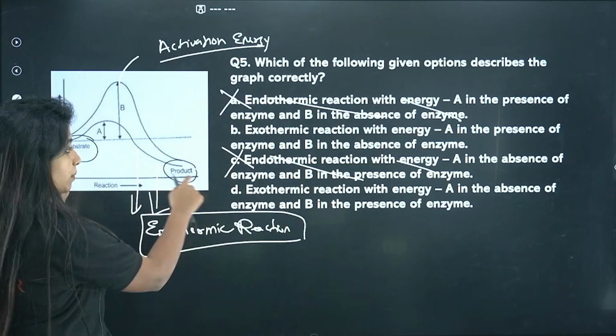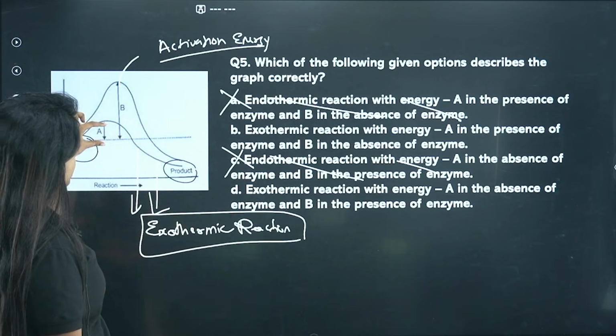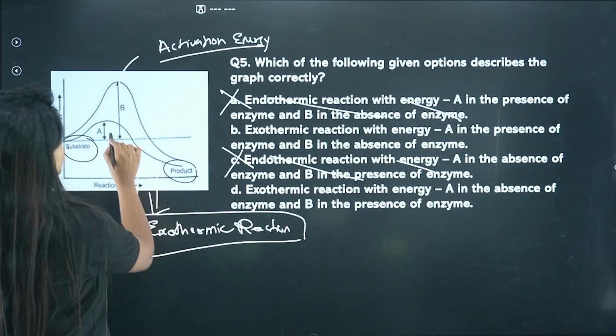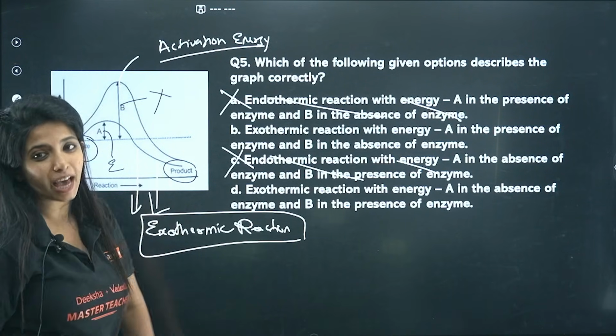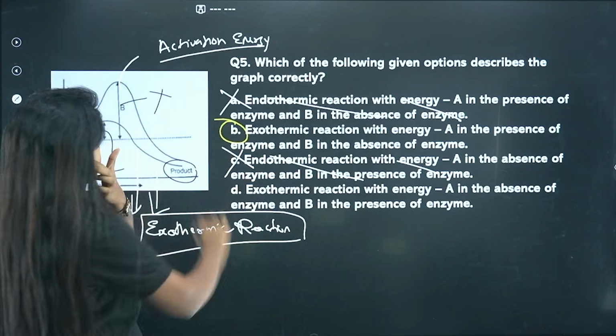So this is an exothermic reaction. Why? Because the energy graph is going low, and here it is having less activation energy, and here it is more activation energy, which is why this happens in the presence of enzyme and this happens in the absence of enzyme. So your answer for this question is going to be B.